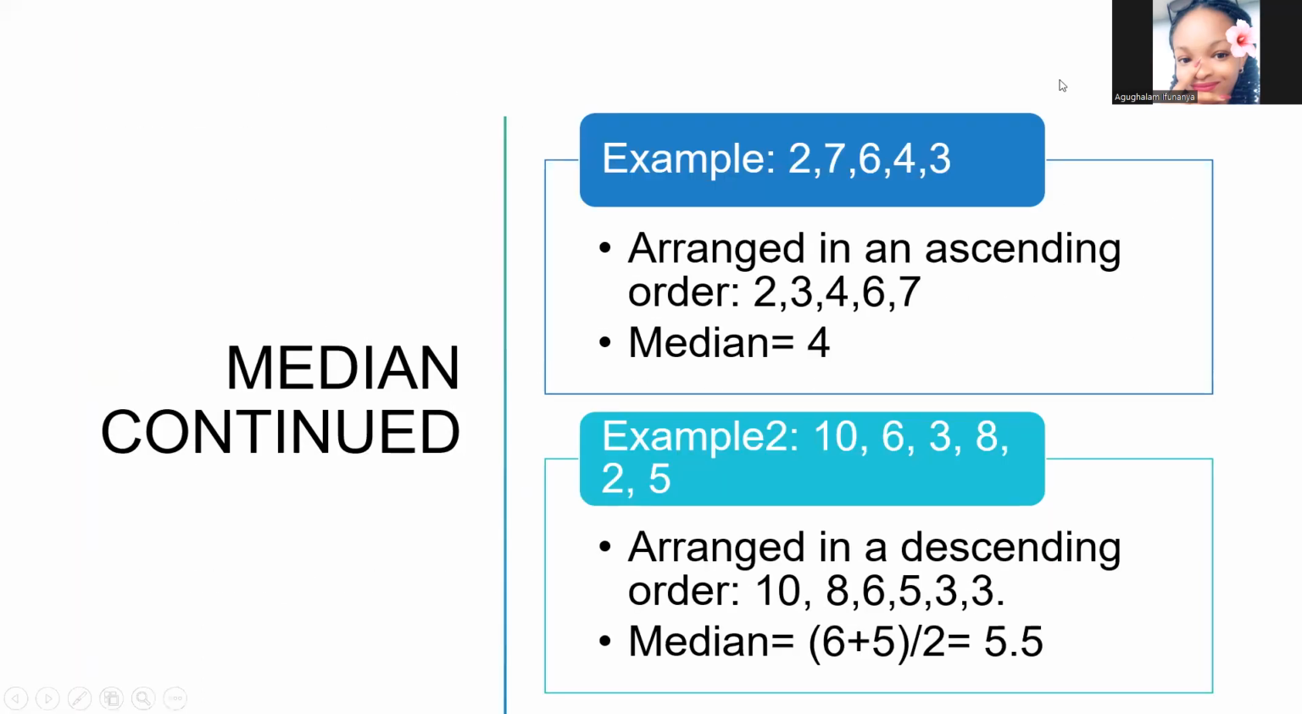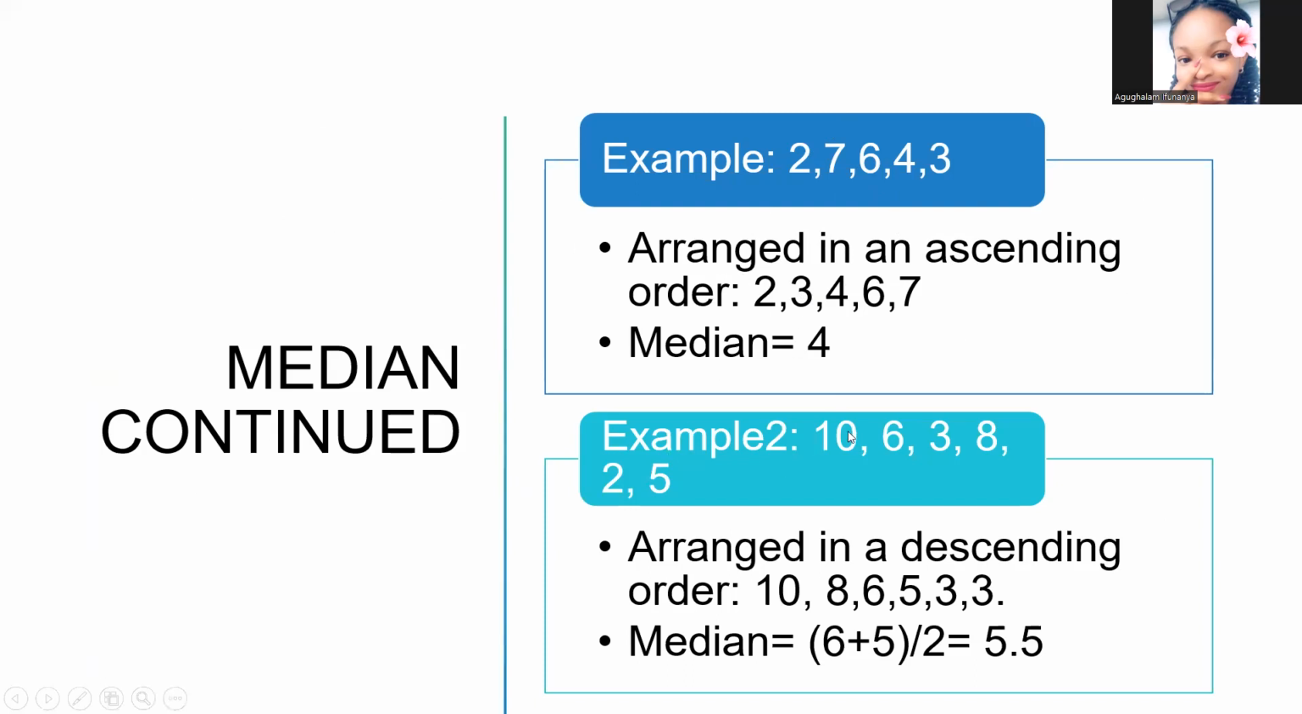Suppose, okay. So this is another example, arranged in an ascending order. We always know that your median should be arranged in an ascending or a descending order. So this is example 2, 7, 6, 4, 3, and in an ascending order, we said 2, 3, 4, 6, 7. And we got 4 as our middle number.